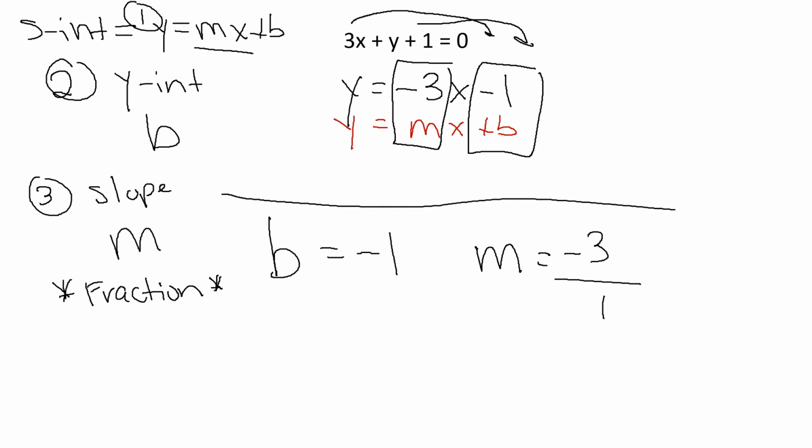And guys, that is really this lesson. That's all there is to it, okay? We'll put it in y equals mx plus b form, and then pull out your b, which is your y-intercept. Pull out your m, which is your slope. Let's do another one that's a little bit trickier at getting it to y equals form.